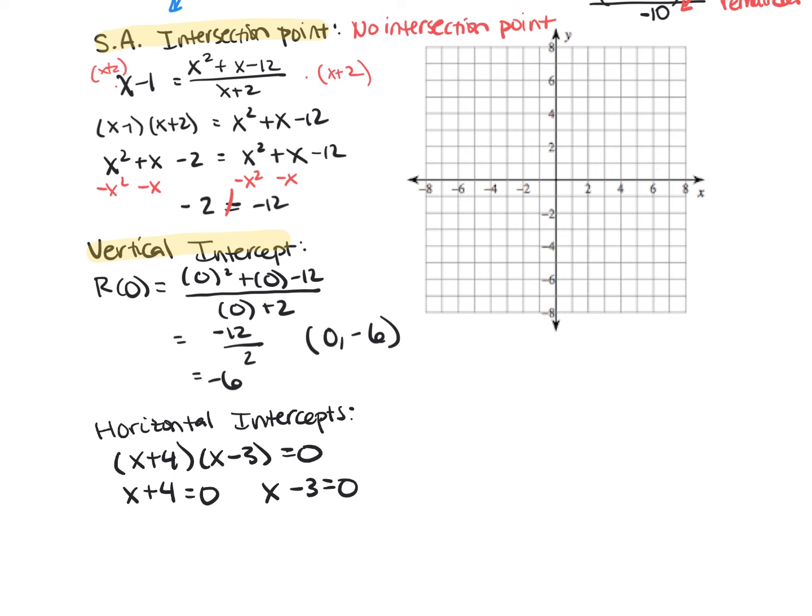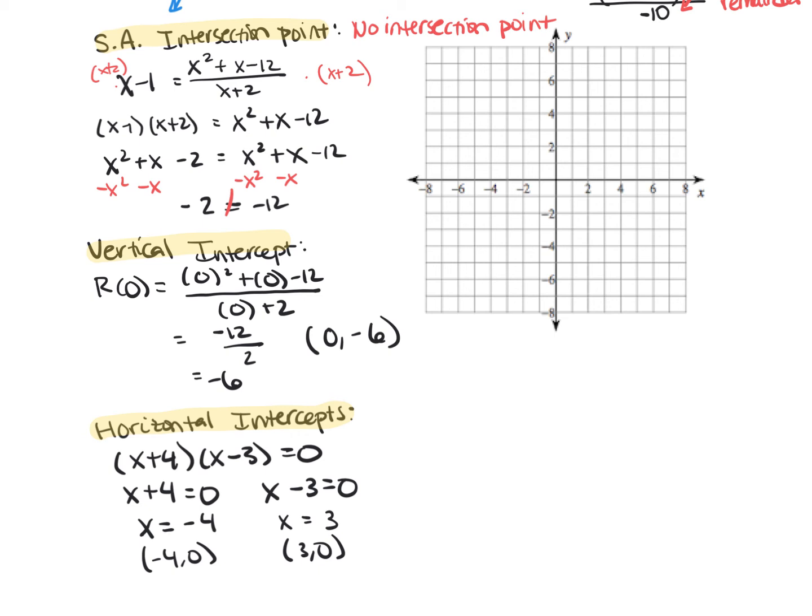And I'm going to solve for x. So I'm going to get x is equal to negative 4, and x is equal to 3. So our two horizontal intercepts are at (-4, 0) and (3, 0). So that is us for finding the rest of the features.